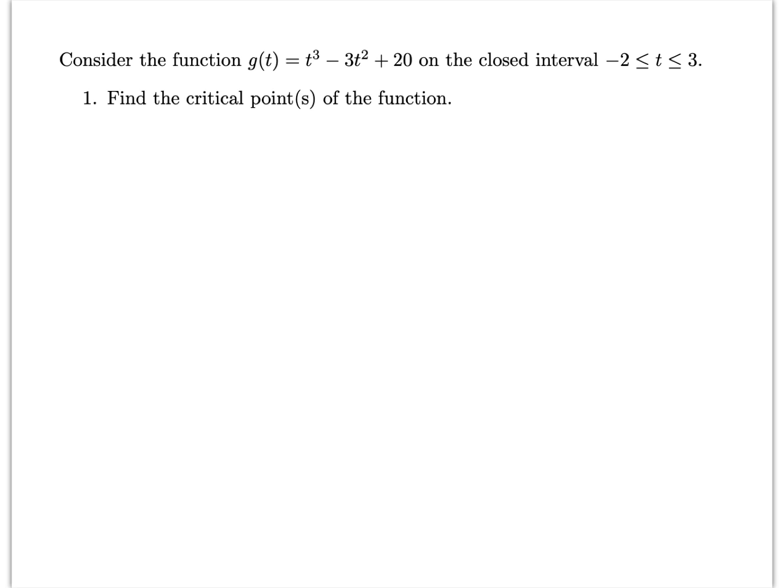Consider the function g of t equals t cubed minus 3t squared plus 20 on the closed interval t from negative 2 to positive 3. Find the critical points. So critical points, take the derivative, set it equal to 0. So that would be 3t squared minus 6t. We set that equal to 0.